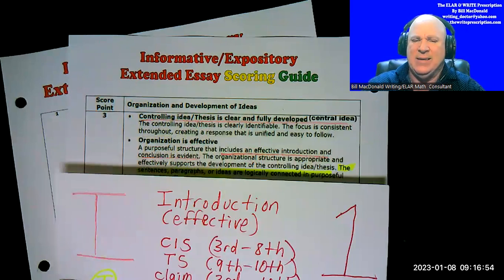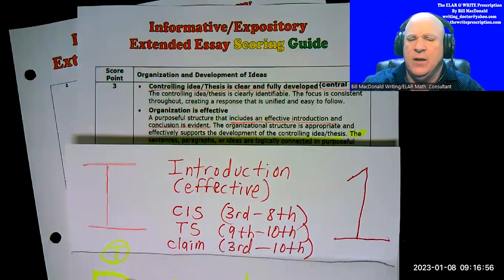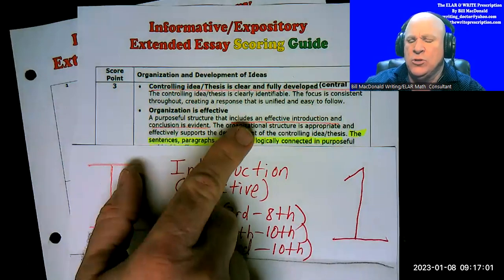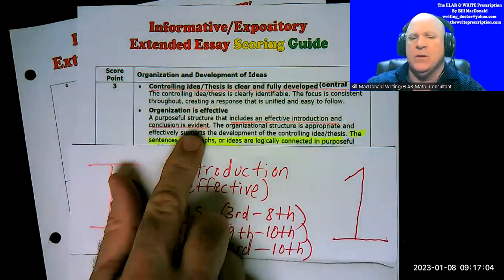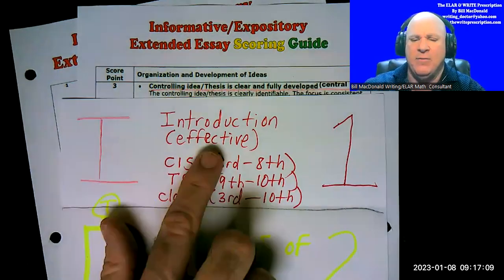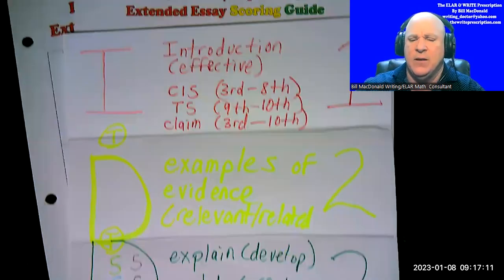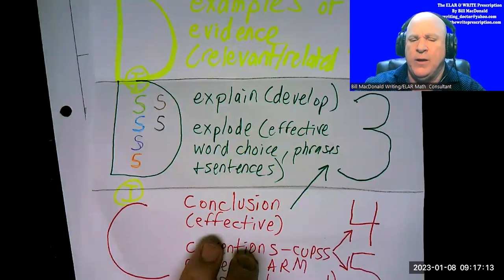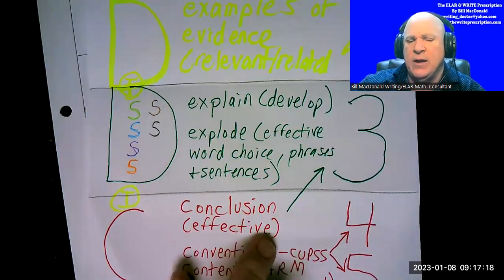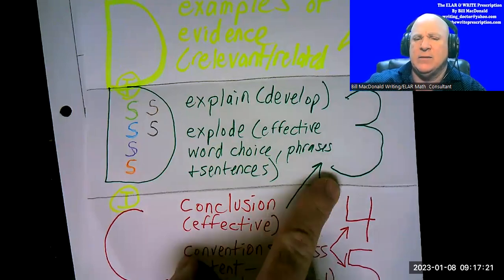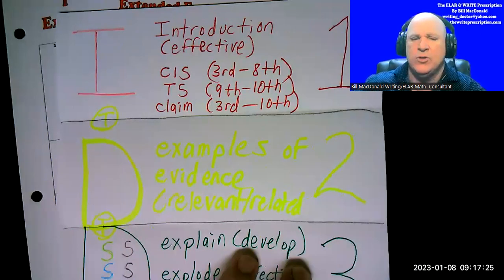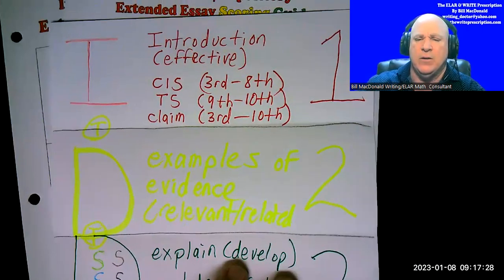The organization is effective, and you'll notice an effective introduction and conclusion in order to get the three. So I have the word introduction, effective, and on the bottom I have conclusion, effective. Now, since you can only get 3 points in organization and development, I went ahead and pointed to the three. If they read that and see that is the case, then you can say hello to a three. Let's go down a little bit.